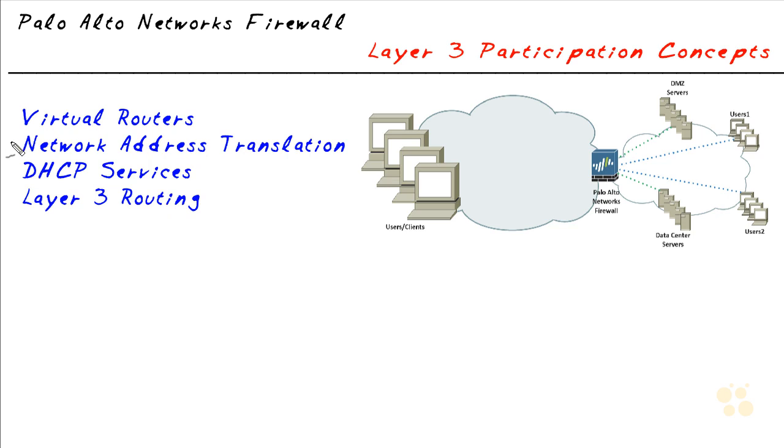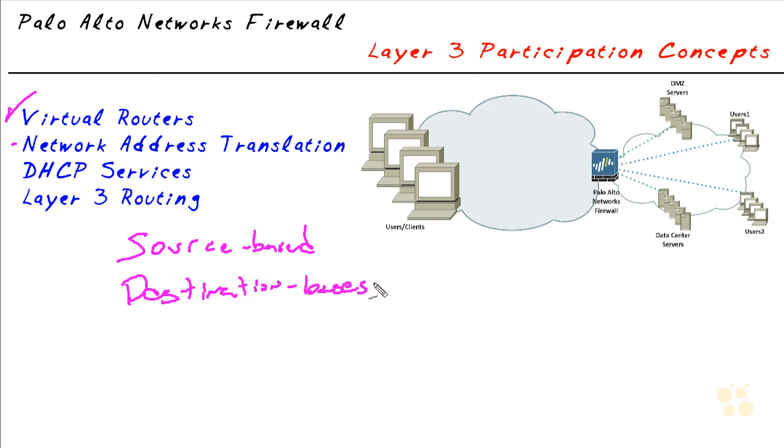Right, so NAT is really my next section, checked off virtual routers. NAT is the next thing I want to look at, and that's actually a large part of what firewalls tend to do. We can do both source-based and destination-based translations. Everything that we do in here is going to be based on the policies that I have set up.